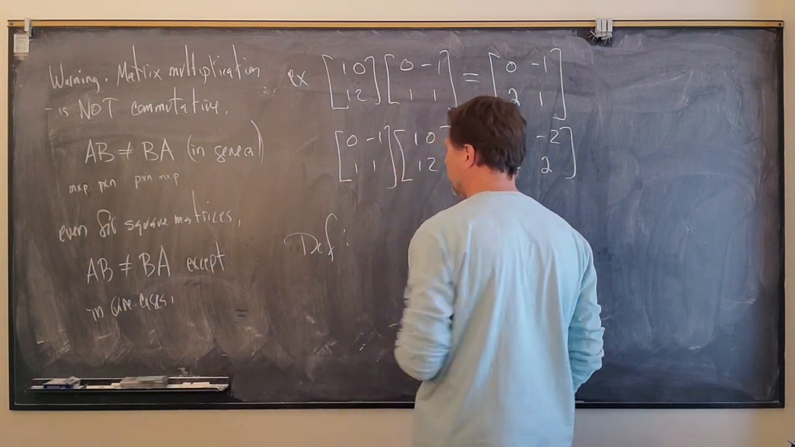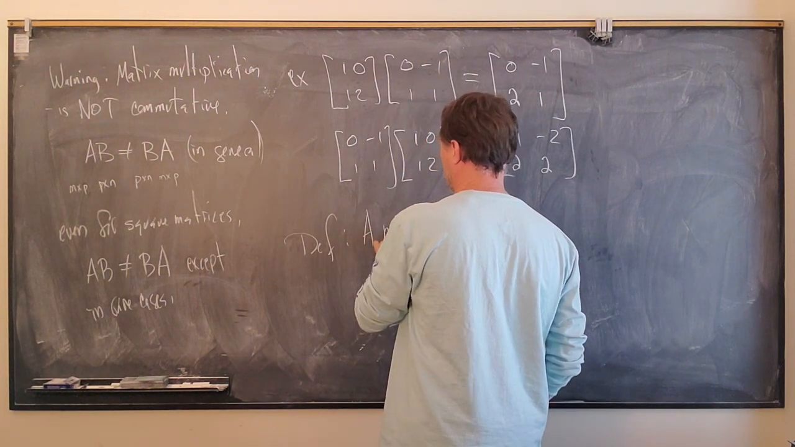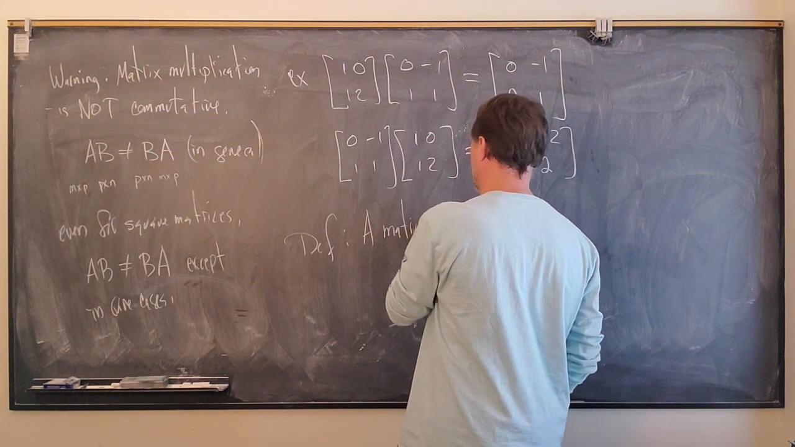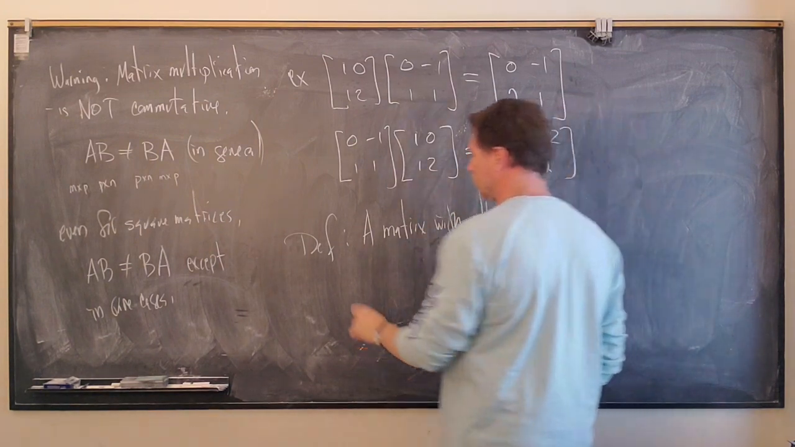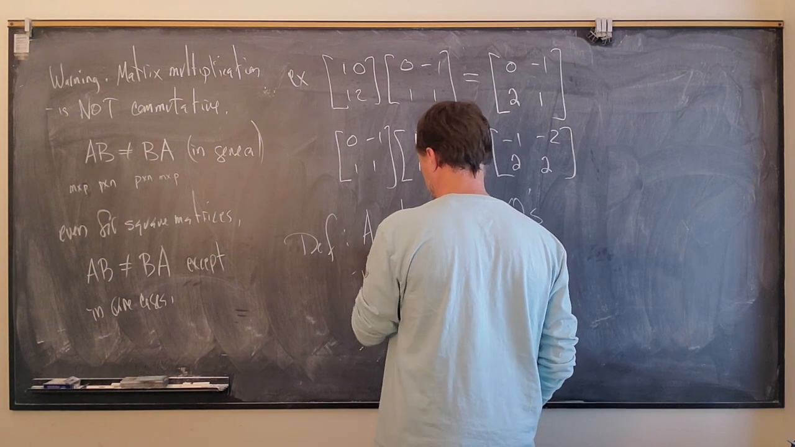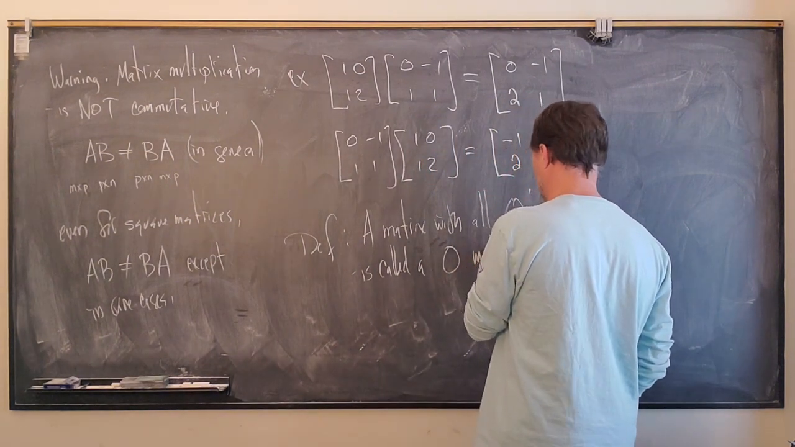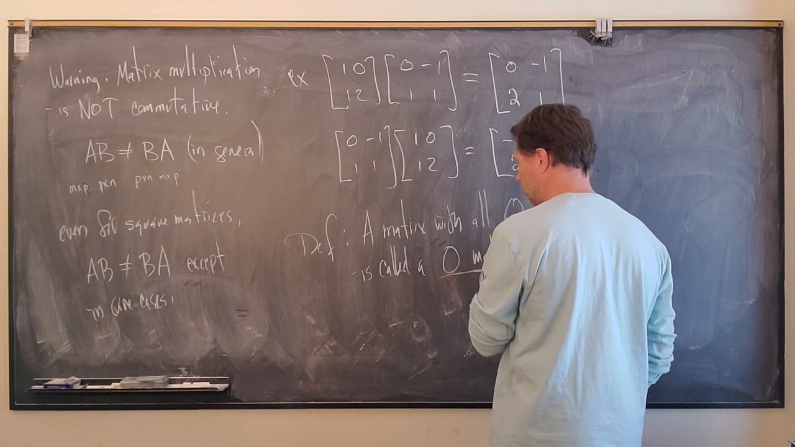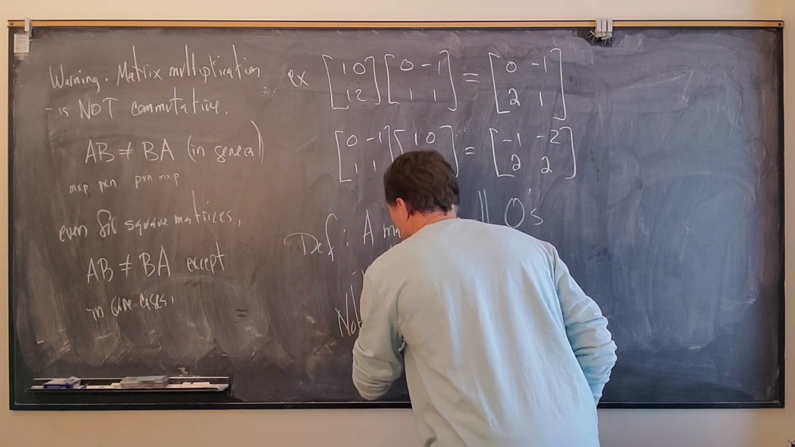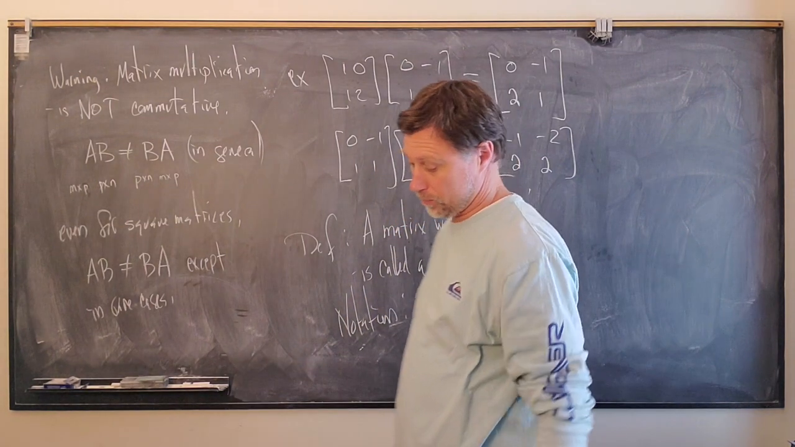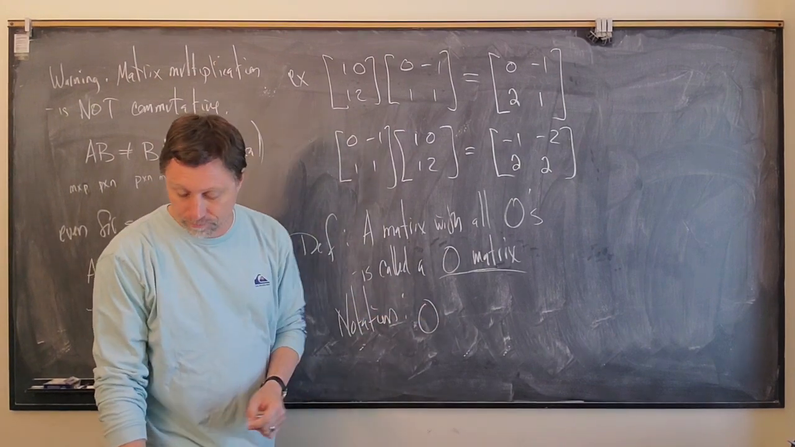So here's a definition. A matrix with all zeros is called a zero matrix. And the notation, we will typically just use a 0, capital 0 if you like, to stand for that zero matrix.